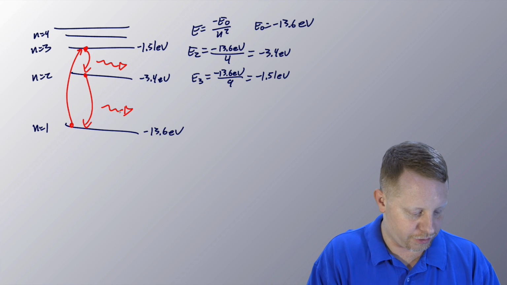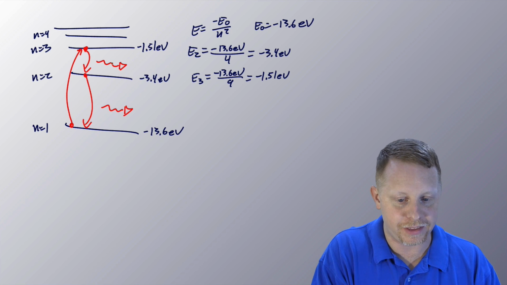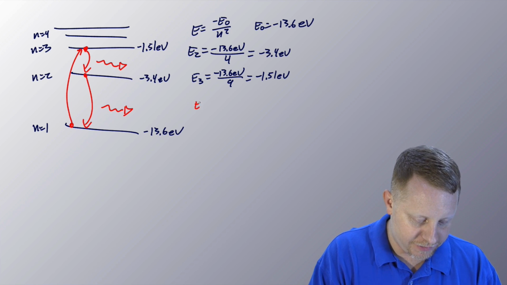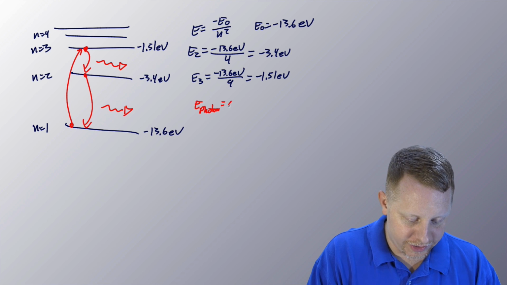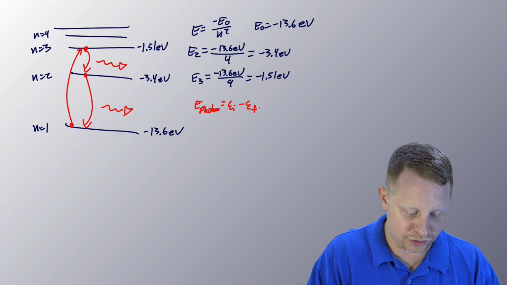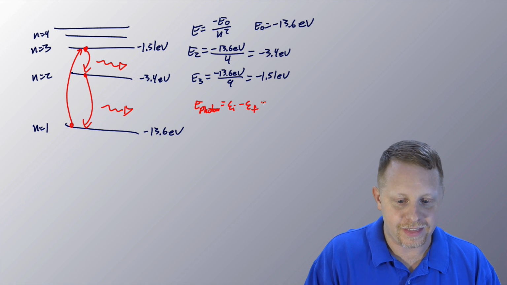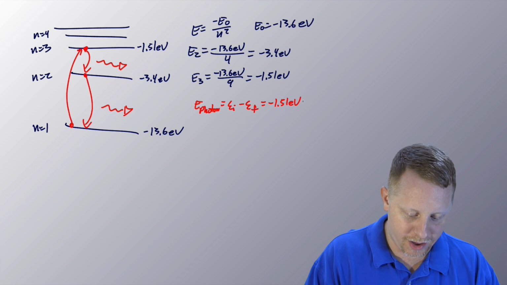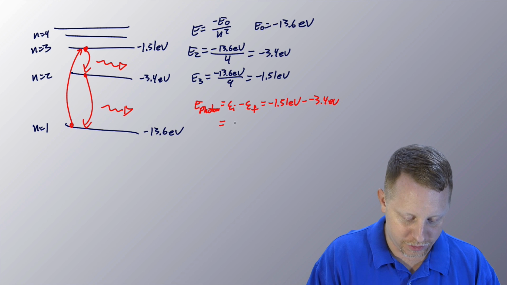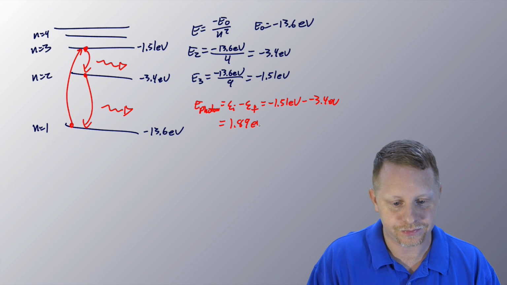If we focus on this second step, the energy of that photon is equal to the initial energy level minus the final energy level. In this case, that's going to be negative 1.51 eV minus negative 3.4 eV, or the energy of that photon is 1.89 eV.